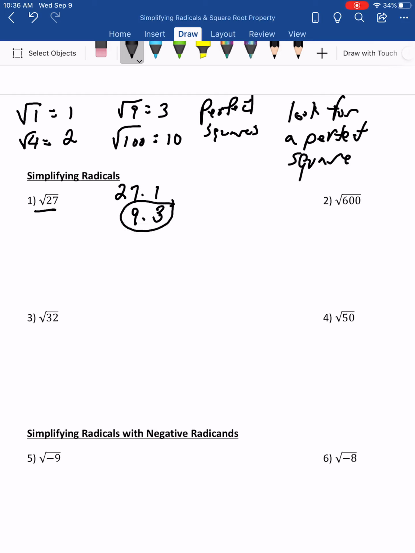So I'm going to say square root of 600 is equal to the square root of 100 times the square root of 6. But we know the square root of 100 is 10.